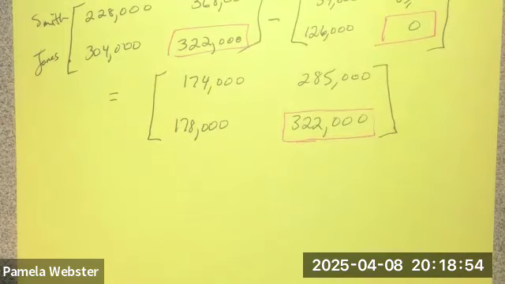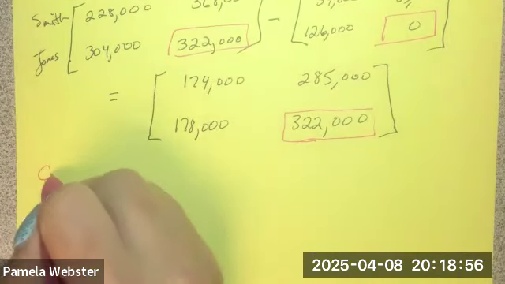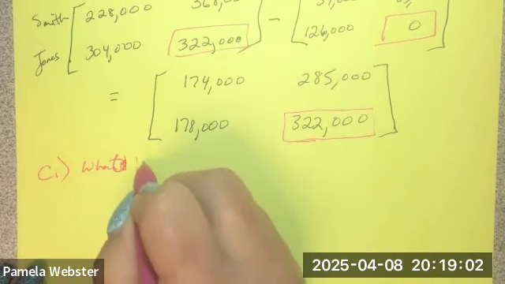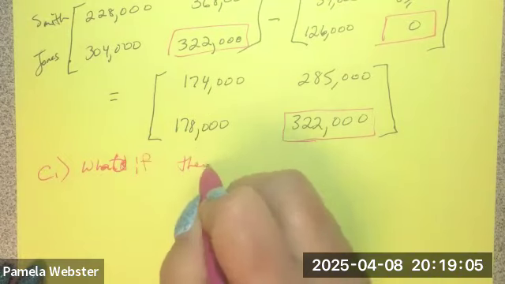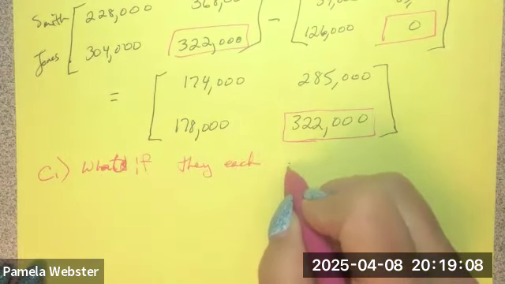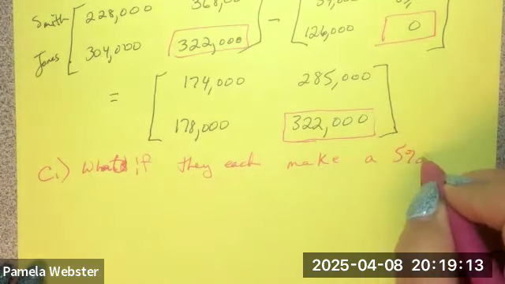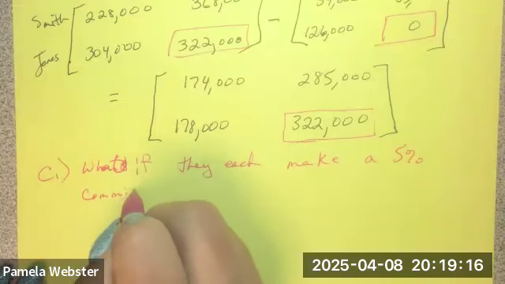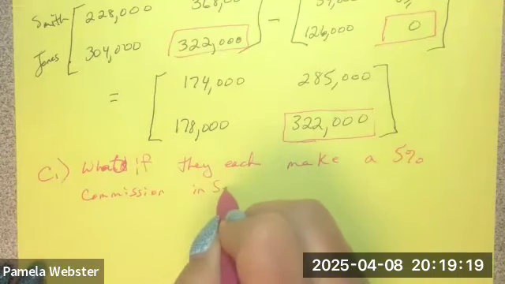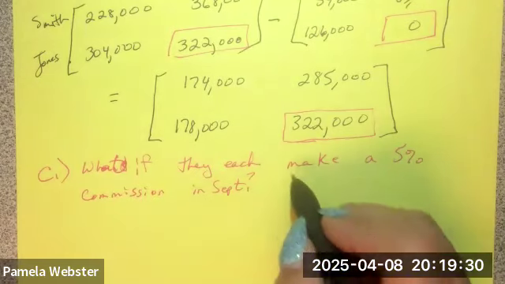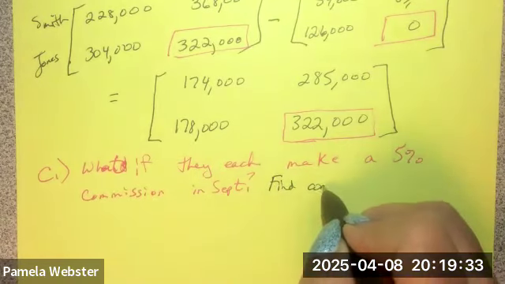All right, so that's part B. Part C said, what if each of these make a 5% commission in September on all the cars they sell? What if they each make a 5% commission? Okay, so what am I asking you to figure out? I want to know how much their commission is. So find the commission. That's what I'm asking for.